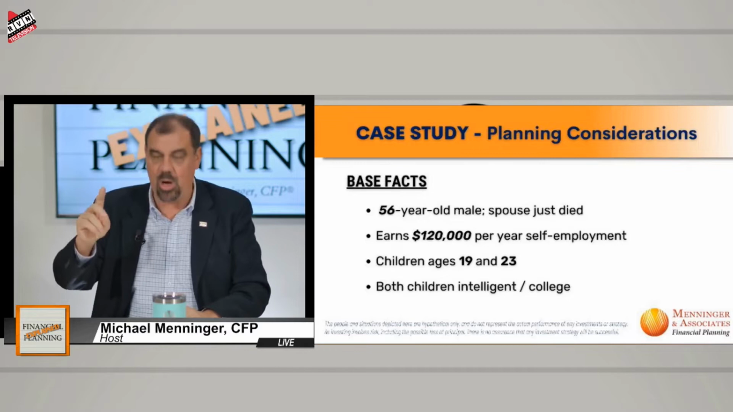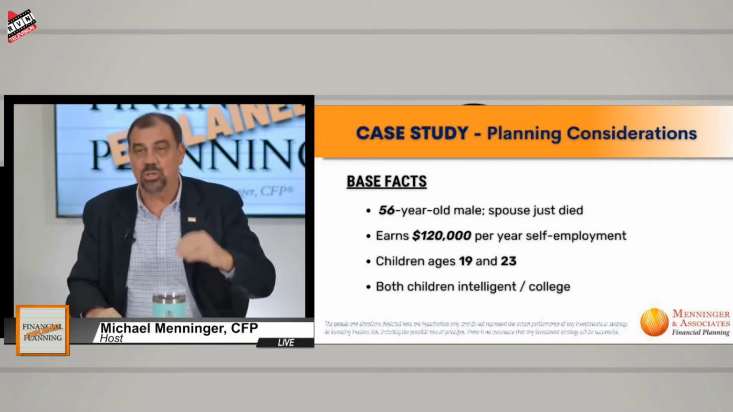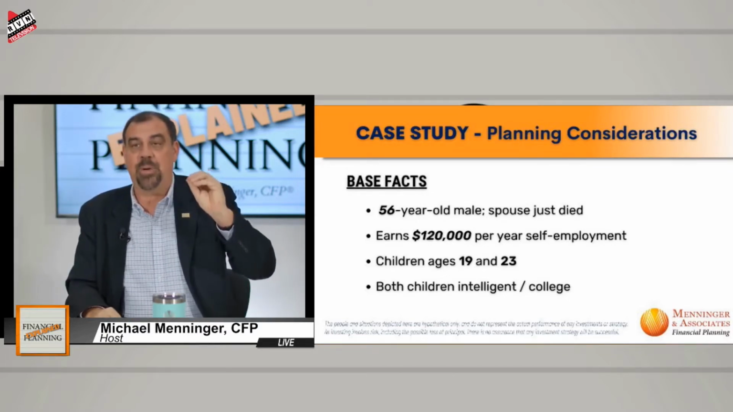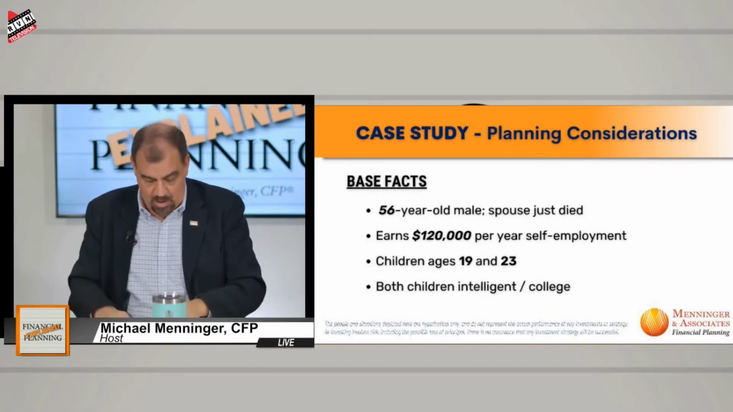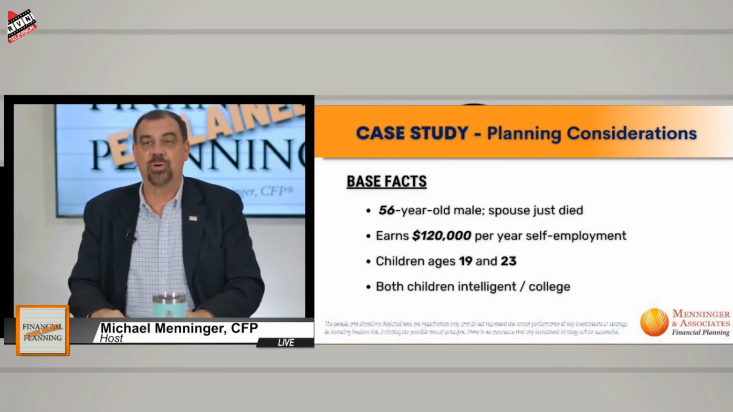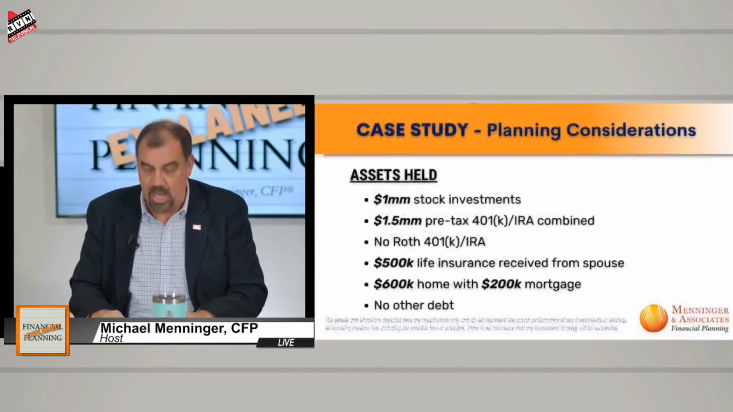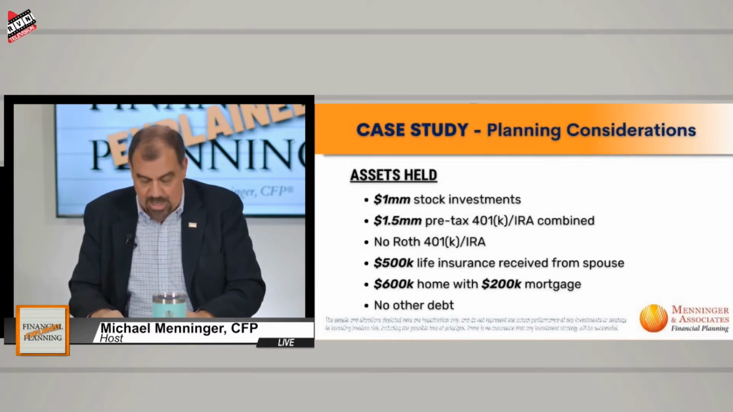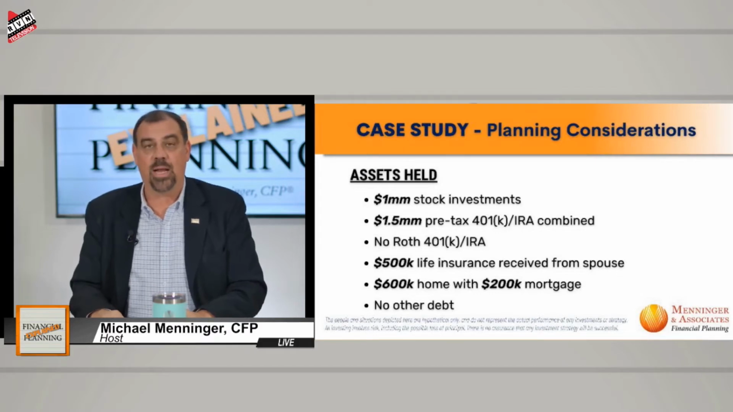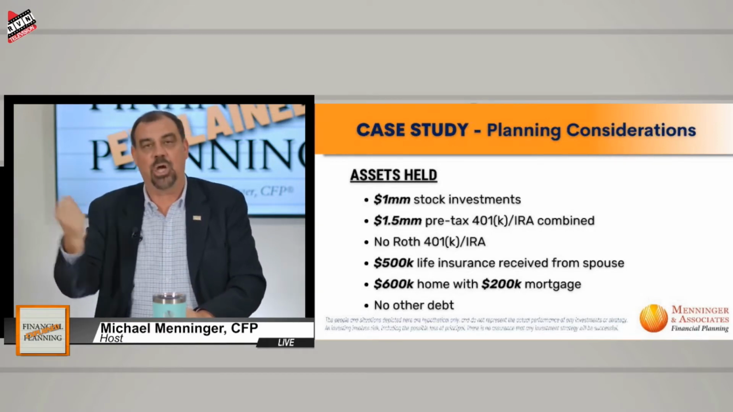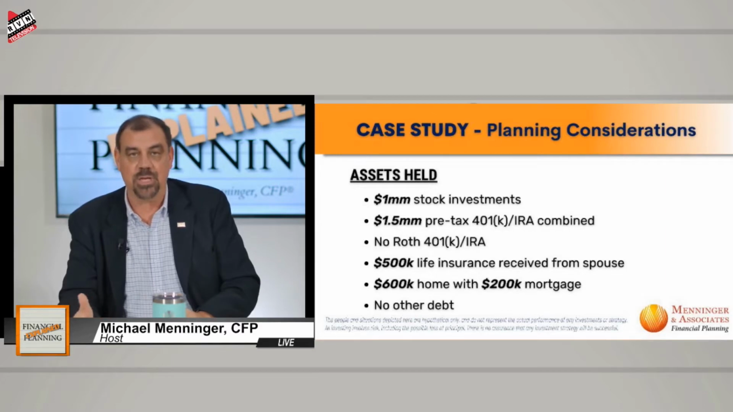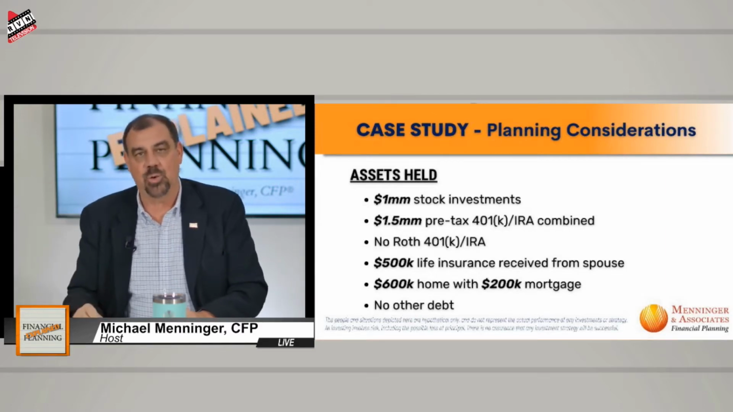So let's talk a little bit more about what they have going on. So he has about $1 million in regular stock investments. Then he has about $1.5 million in pre-tax 401k, IRA type of investments. Has no Roth 401k or Roth IRA. Has a $500,000 life insurance proceeds from his wife. And his home is worth about $600,000. And he's got about a $200,000 mortgage.